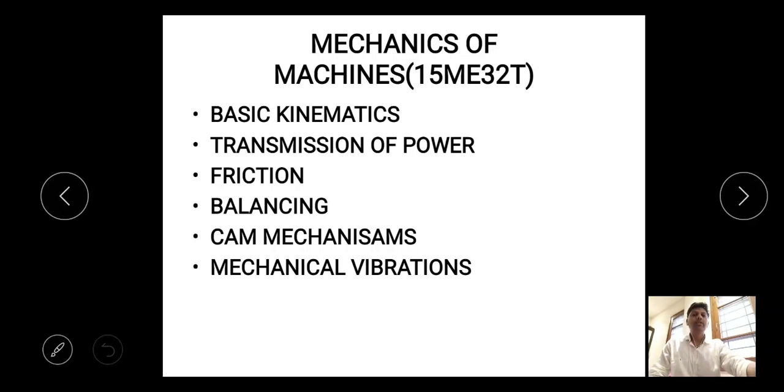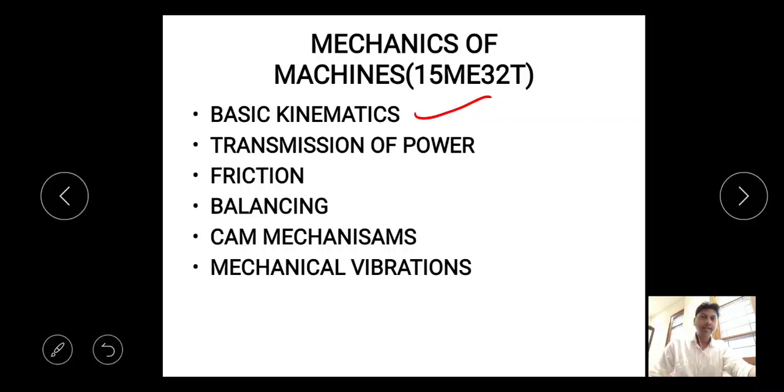In the first chapter, basic kinematics, we'll be studying different machine structures: how the machine works, and different mechanisms. All these things we'll be studying in basic kinematics. It is fully theoretical. It consists of 30 marks, which is fully theory.